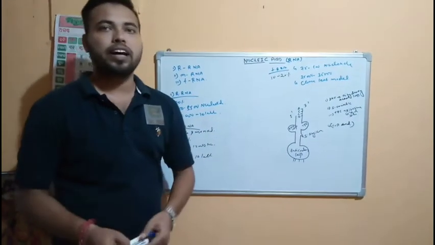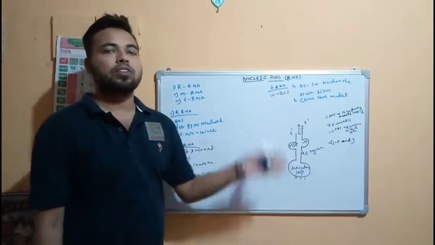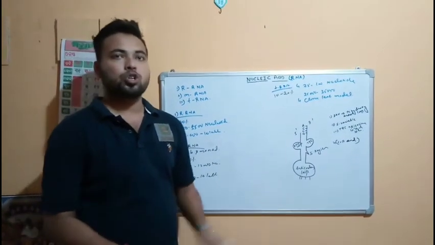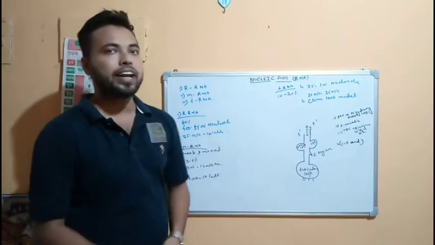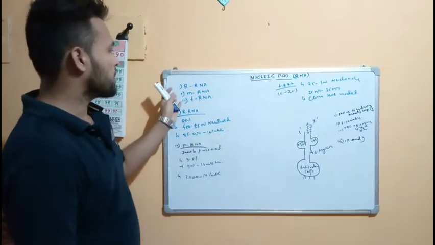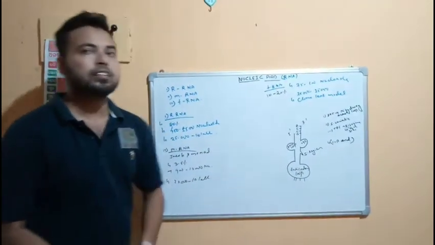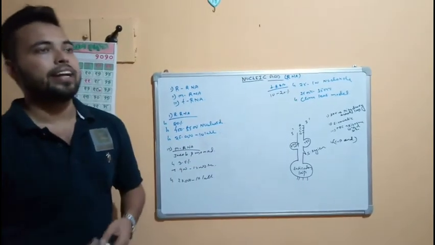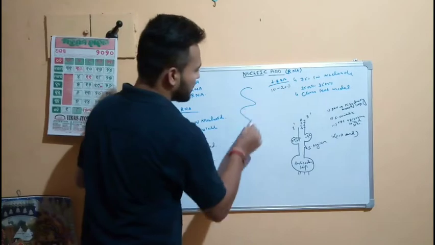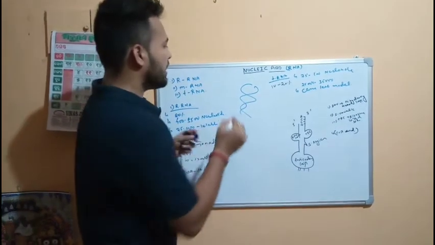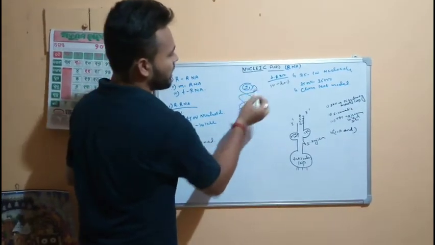Next is the portion known as RNA. In the last part we discussed DNA, the structure of DNA and the function of DNA. In this portion we will discuss RNA. What is RNA, and what are the types of RNA? RNA is a single stranded structure in which there is only one polynucleotide chain.